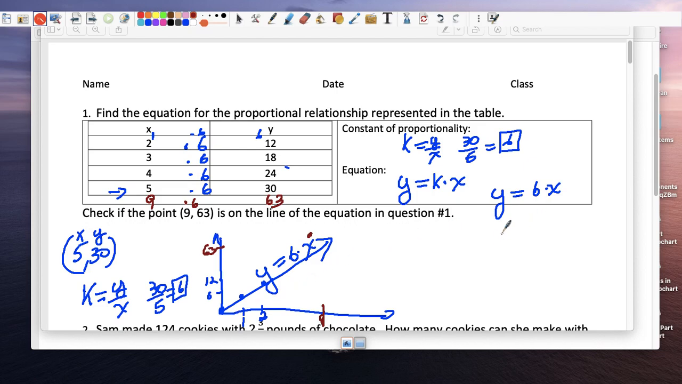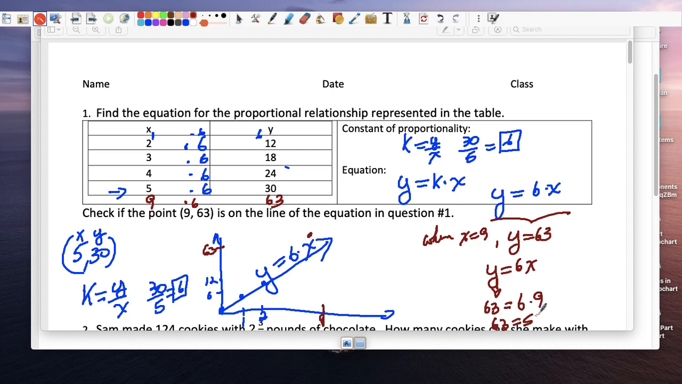You can plug it in. So if you use the equation, they're saying that y equals 63 when x equals 9. Well, if you plug it in, here's the equation. They're saying that y is 63 and that x is 9. Well, is that true? Well, this is 63 and 6 times 9 is 54. Obviously not true. So what does that mean? That means that this point that they're telling us is not on the line, right? Yeah, that's it.